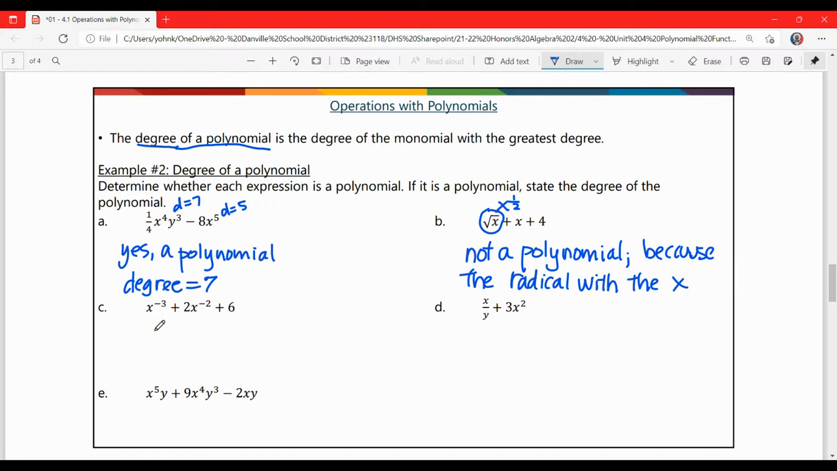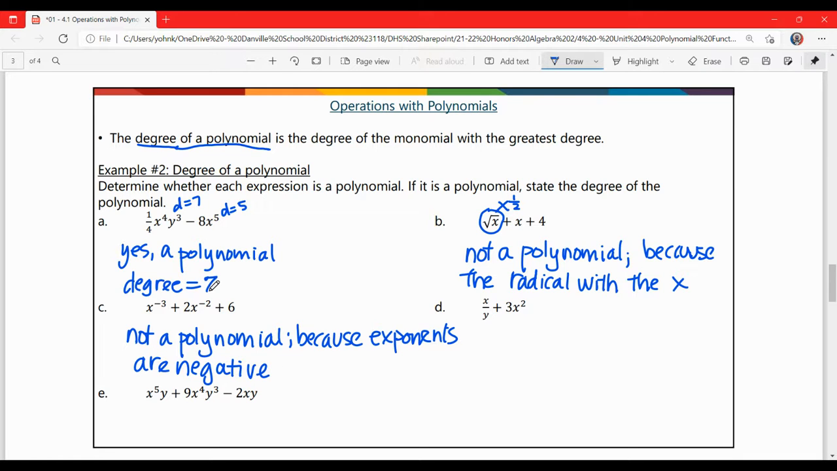Okay, if we look at letter C, x to the negative third plus 2x to the negative 2 plus 6, we need to check and see if each of these things are monomials. Well, x to the negative 3 is not a monomial because you cannot have negative exponents. So right away, this whole thing is not a polynomial, because exponents are negative. So we'll circle this guy and we'll circle this guy.